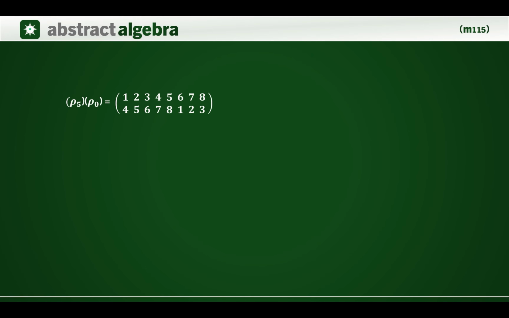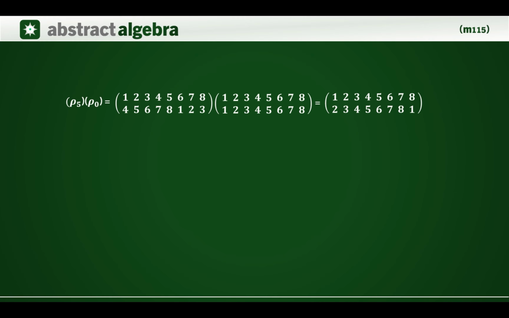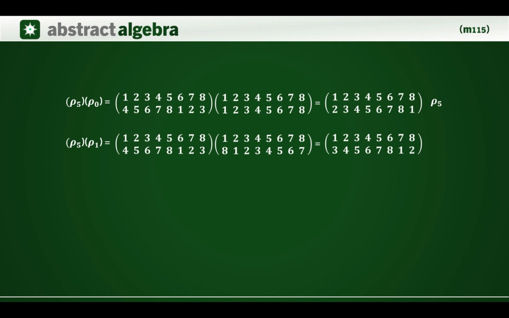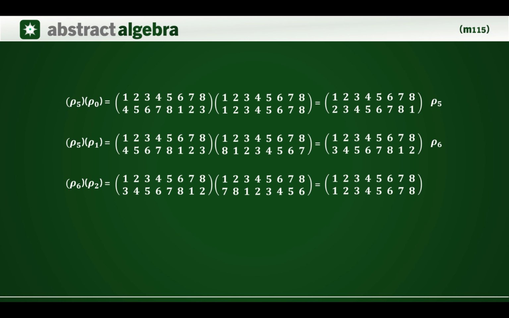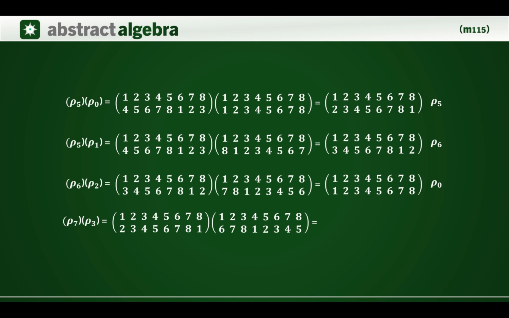Next, we are going to find the composition of rho sub 5 to rho sub 4. The composition of rho sub 5 to rho sub 4 results in rho sub 5. Next, the composition of rho sub 5 to rho sub 1 results in rho sub 6. Next, the composition of rho sub 6 to rho sub 2 results in rho sub 0. Next is the composition of rho sub 7 to rho sub 3, which results in rho sub 2.